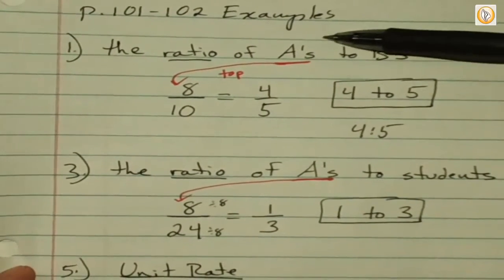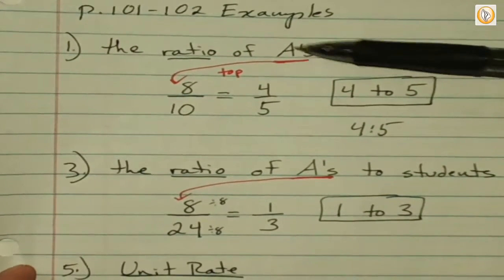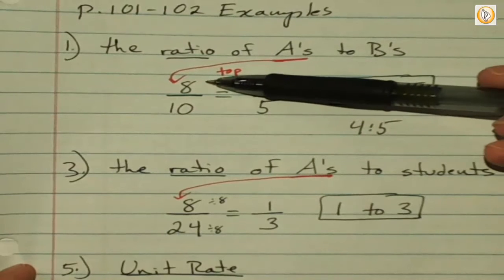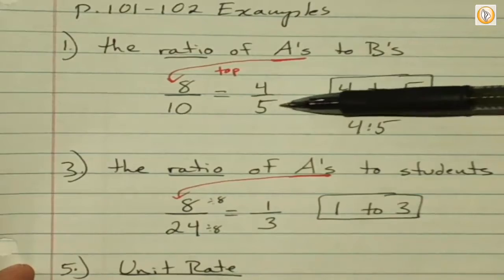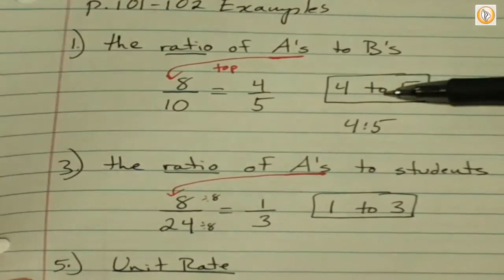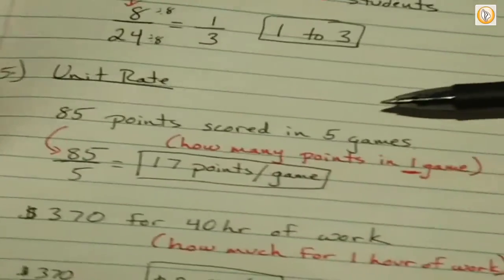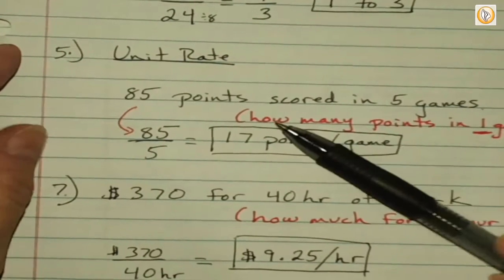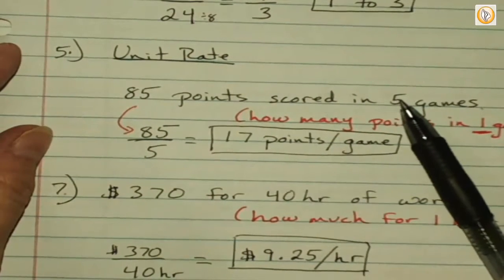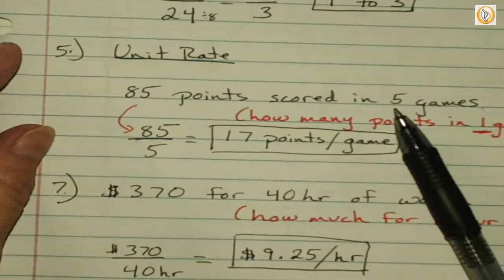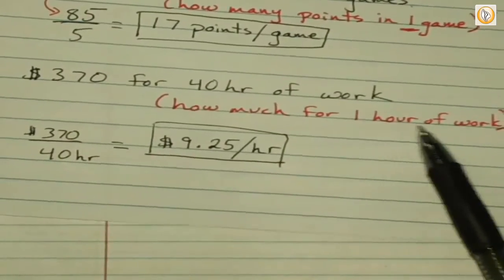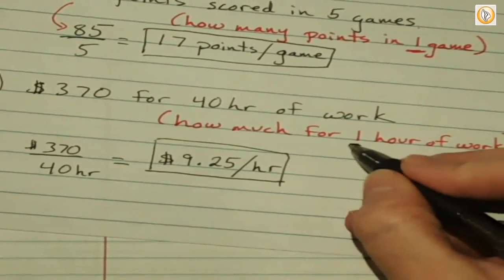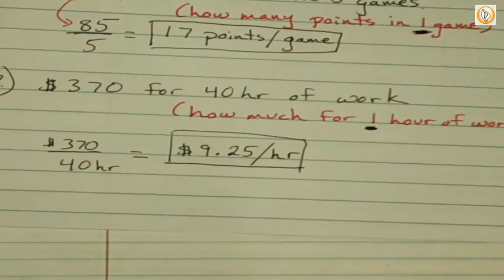Okay, we've been talking about ratios. The first number goes on top, and the next one goes on the bottom, and we reduced. The directions said to use the word "to." Then we talked about unit rate. They're just going to give you something like this, and you need to know what they mean. They want to know how many points in one game, or how much for 1 hour. The key word, or number, there is 1. Okay?